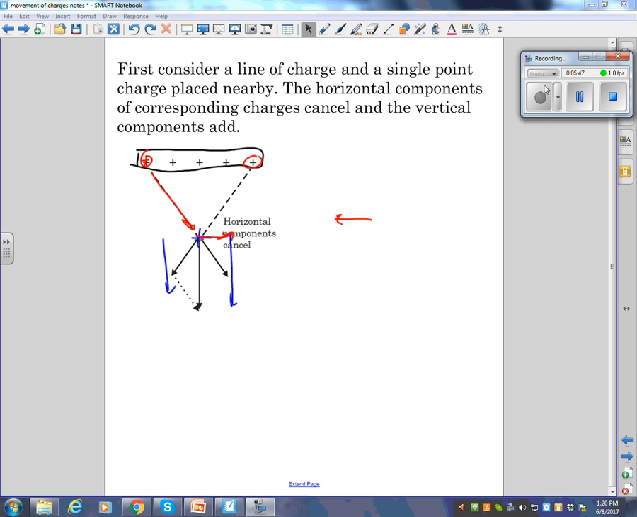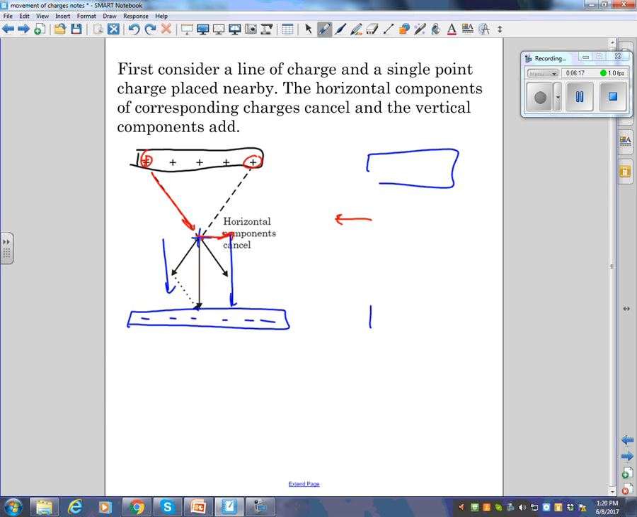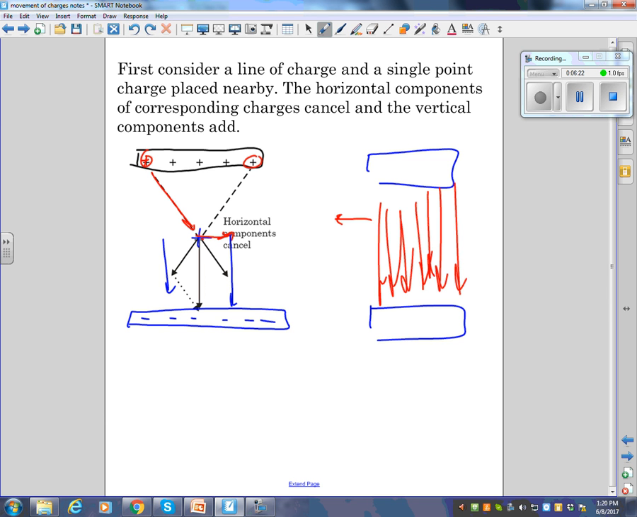Okay, so the red ones cancel out, and now would that be true for this one and this one? Yes, right? So all of the horizontal cancels, and all of the vertical adds or increases. And in fact, if you also increase it with that negative, then that just does it all in reverse, right? The attractive force is actually more down. So inside two charged plates, you have a really strong electric field.